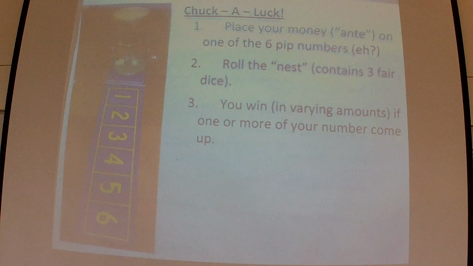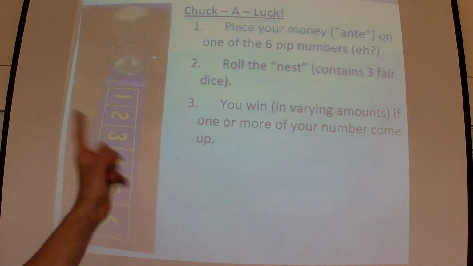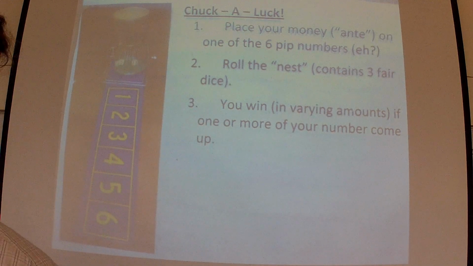The question I have is, what do you win on average playing this game? If you play this game over and over and over again, what would you expect to win per game?